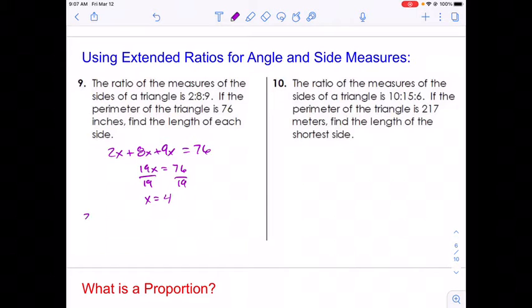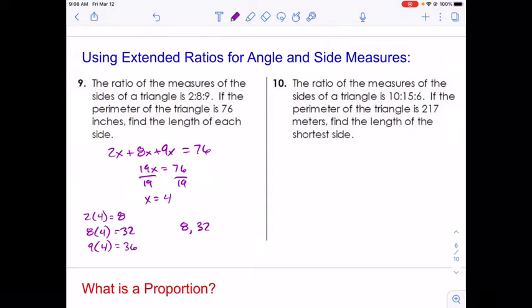So to find the measures, we're going to do 2 times 4, which gives us 8. Then 8 times 4, which gives us 32. And the last one here is 9 times 4, which gives us 36. So our sides are 8, 32, and 36.